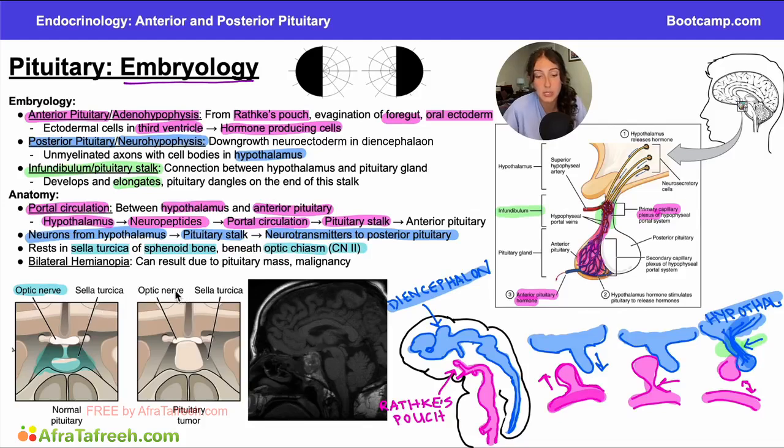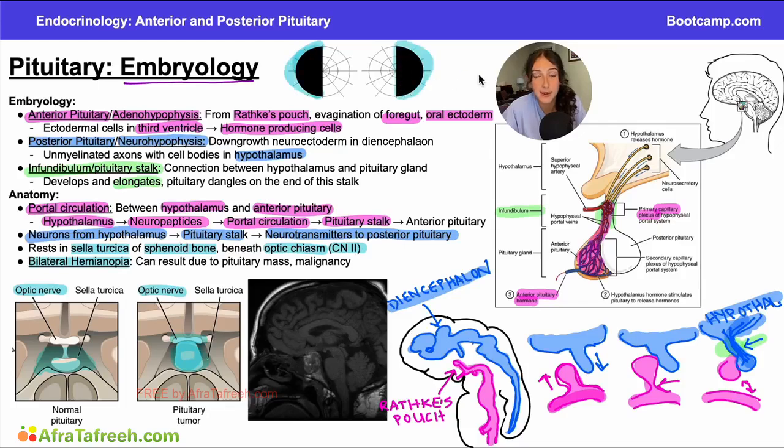And because our pituitary sits right beneath the optic chiasm, if it gets too big, like in your image on the right, it can push and squish on your optic nerve. And when it pushes and squishes on your optic nerve directly at the optic chiasm, that is going to create a specific visual deficit called bilateral hemianopia. And bilateral hemianopia is going to present like this. So you're going to lose both temporal halves of your peripheral vision.